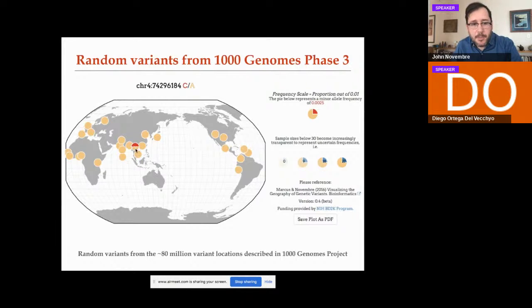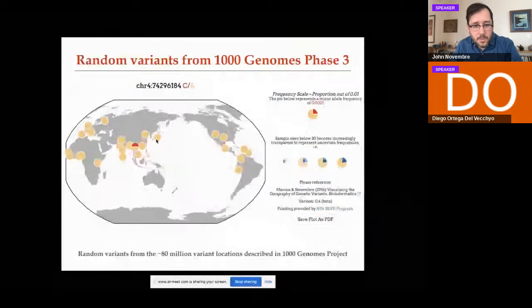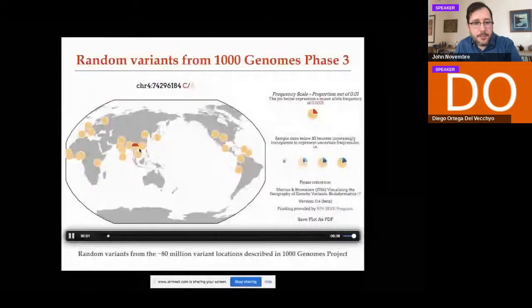So this is a variant that's at 0.5% frequency in a population in Southeast Asia, and the colors are going to help reflect when the scale is changing. Red is this 0.01% scale. Blue is going to be the normal out of 100%. Okay, so let's get started. Okay, so that's 0.5% frequency.